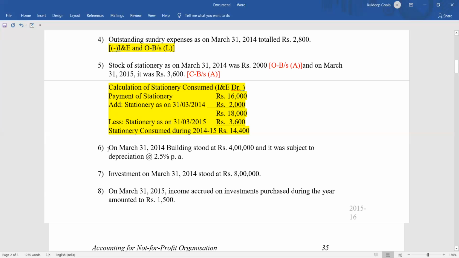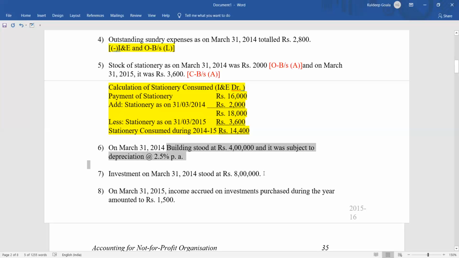Now coming to the next point, what is there on 31st of March 2014, that is, in the beginning of the year. If you remember the year nicely, it will help you in almost reducing 20% of your job. The rest 80% will depend on the calculation. Next, point number 6: on March 31st 2014, that is the beginning of the year, the building had a value of 4 lakh and it was subject to a depreciation of 2.5%.